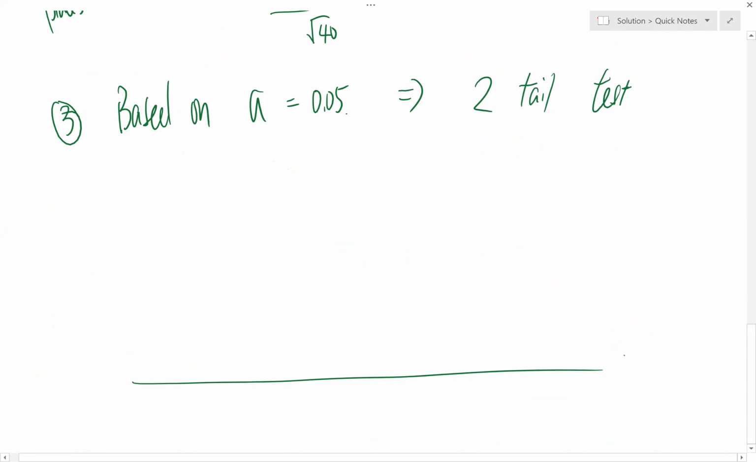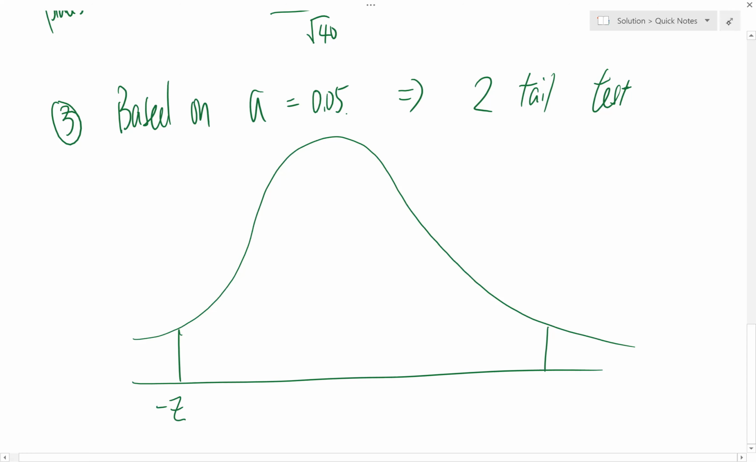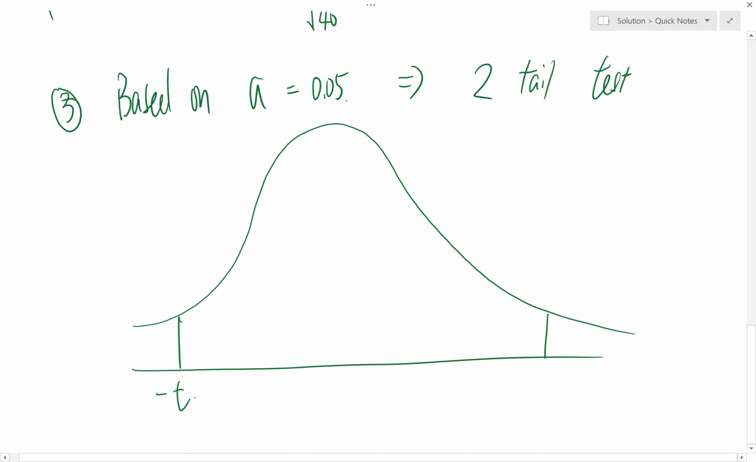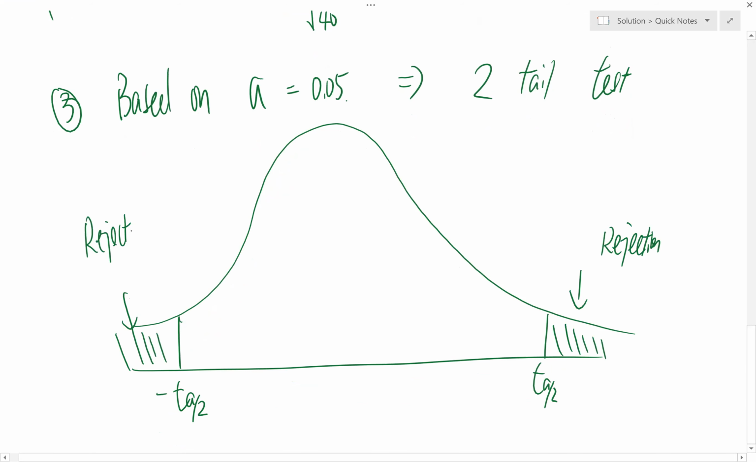So you draw a bell curve, right? And we know that it's two-tailed. So on each tail, we have half of alpha. So this is negative t alpha over 2, the critical t-score, and t alpha over 2. And we know that on both tails, we have a rejection region. This is a rejection region, this is a rejection region, and the middle one is the non-rejection region.